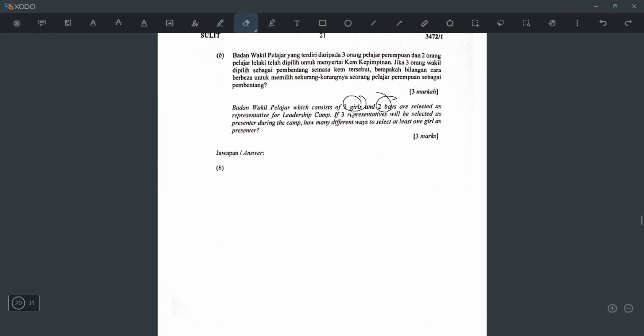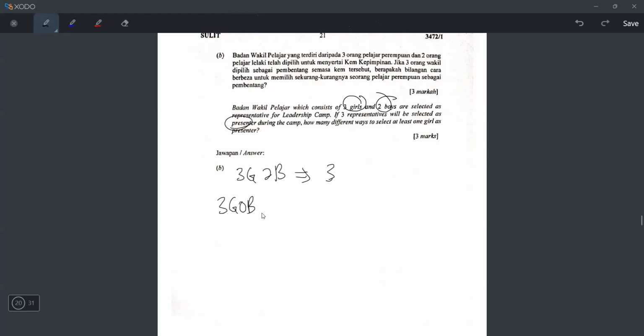Badan Wakil Belajar consists of 3 girls and 2 boys. If 3 representatives will be selected as presenters, how many? Okay, like this, choose 3 people. But the 3 representatives will be selected as presenters. So maybe I will get 3 girls, 0 boys, one of the possibilities. Or maybe I will get 2 girls, 1 boy. Or maybe 1 girl, 2 boys.